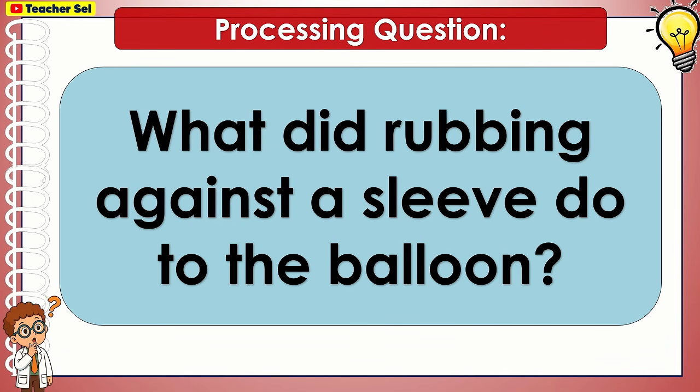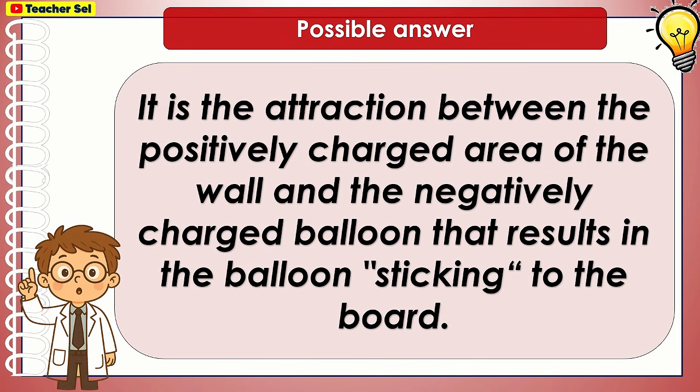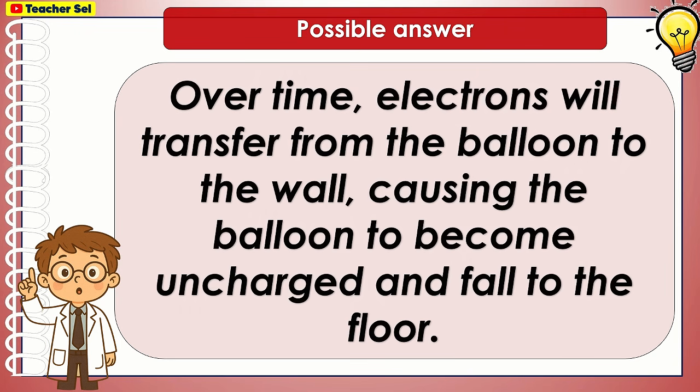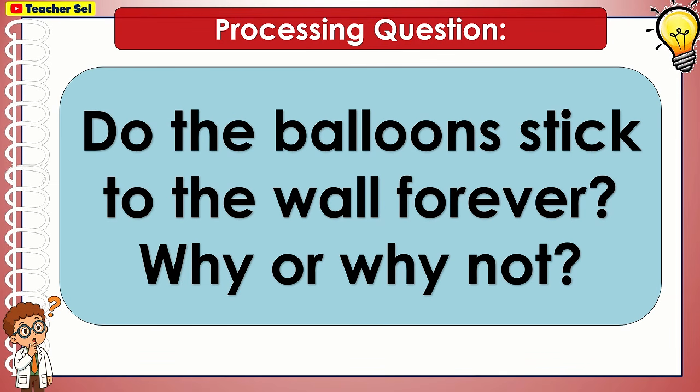What did rubbing against a sleeve do to the balloon? It is the attraction between the positively charged area of the wall and the negatively charged balloon that results in the balloon sticking to the board. Over time, electrons will transfer from the balloon to the wall, causing the balloon to become uncharged and fall to the floor. Do the balloons stick to the wall forever? Why or why not?